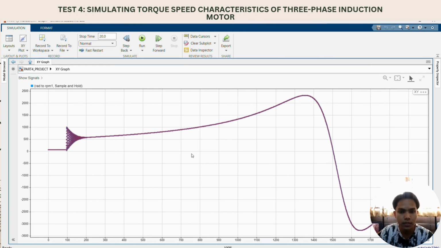So this is our output from the circuit, and then we can select the data cursor to plot the higher signal. So that's all from our group.